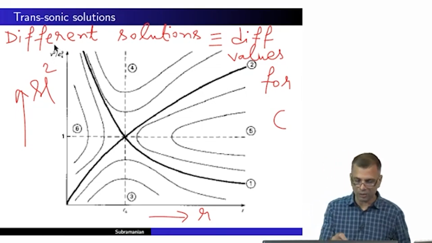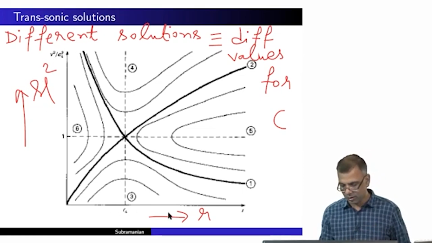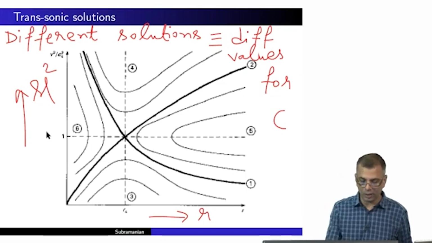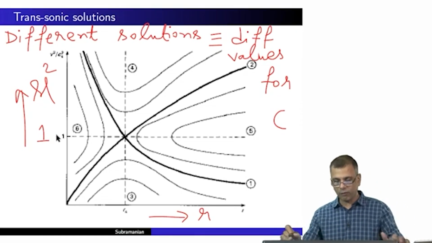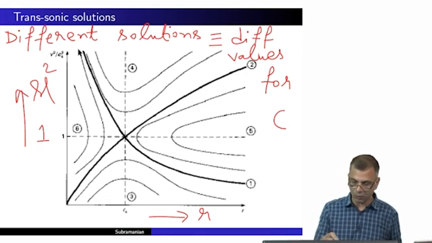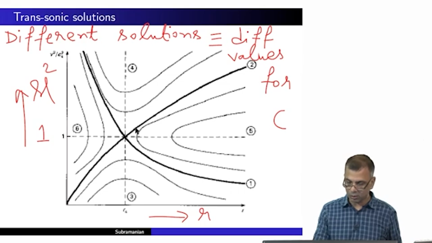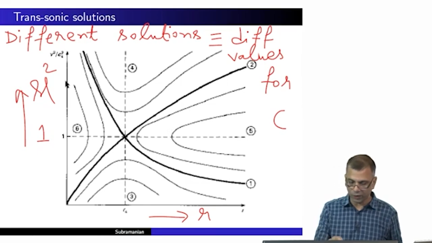It is written here, but this is very small, you can't see it. It is V square over CS square, which is essentially the square of the Mach number, and here is where the Mach number equals 1. Okay. Now, there are different kinds of solutions. There are 6 different kinds of solutions. This is solution 1, this is solution 2, these are solutions 3, and these kinds of solutions are solutions 4, and these are solutions 5, and these are solutions 6.